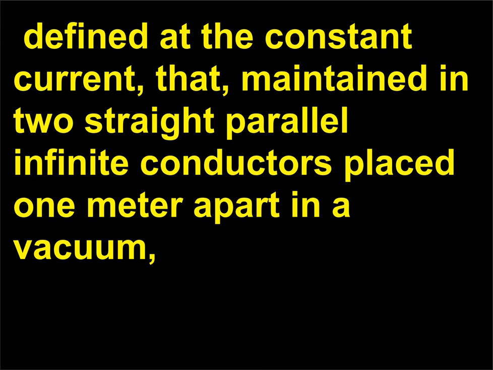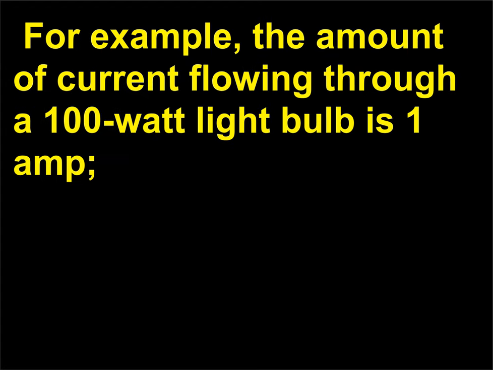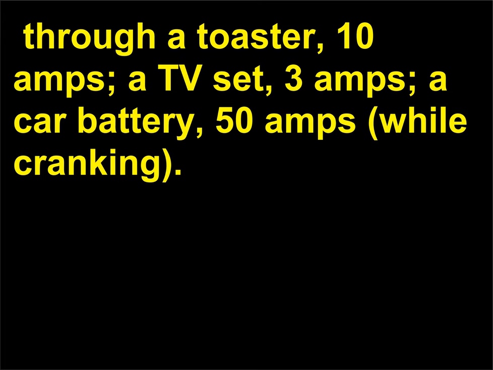Defined as the constant current that, maintained in two straight parallel infinite conductors placed 1 meter apart in a vacuum, would produce a force between the conductors of 2×10⁻⁷ newton per meter. For example, the amount of current flowing through a 100-watt light bulb is 1 amp. Through a toaster, 10 amps, a TV set, 3 amps, a car battery, 50 amps, while cranking.